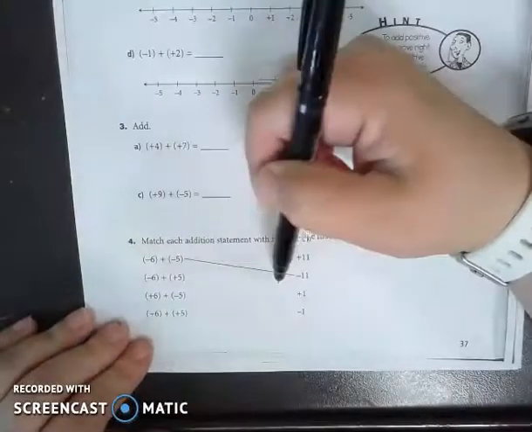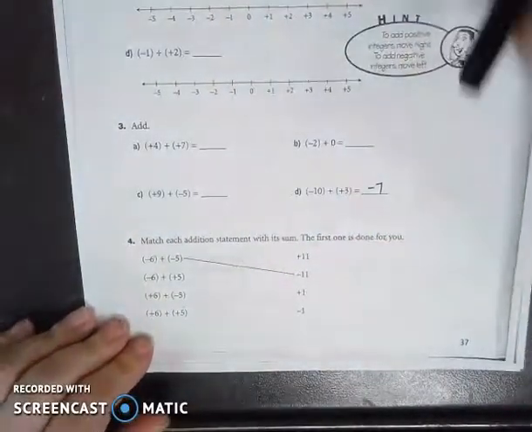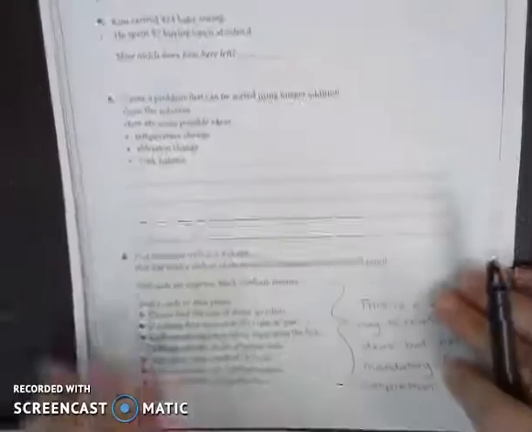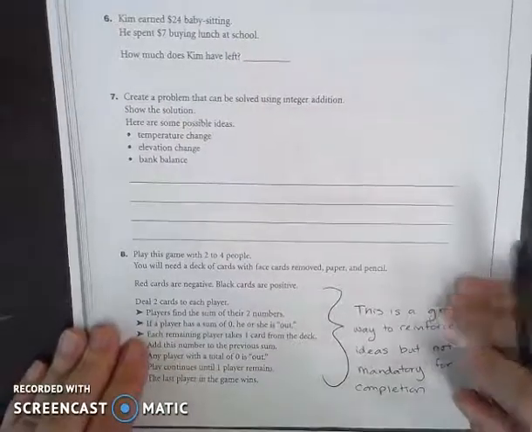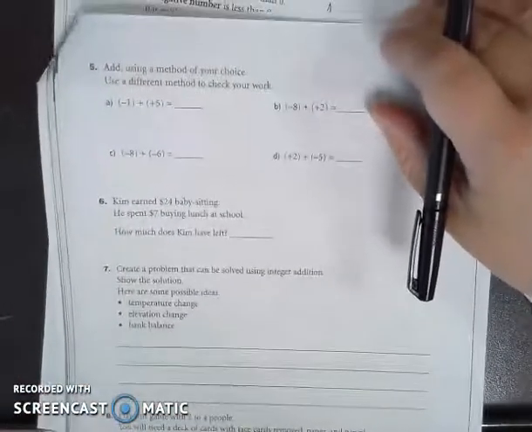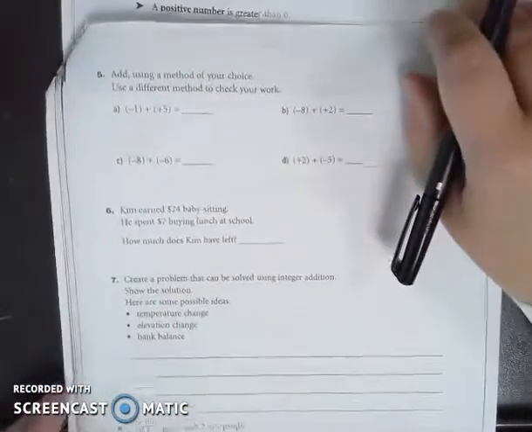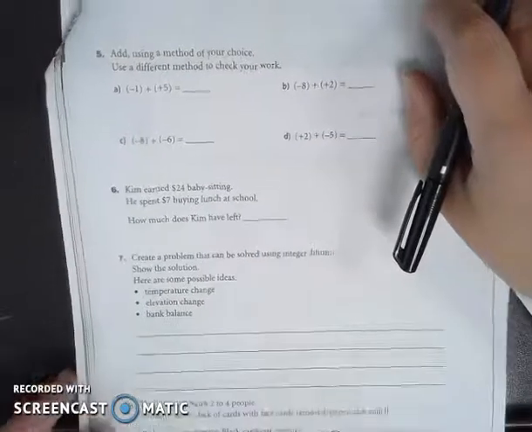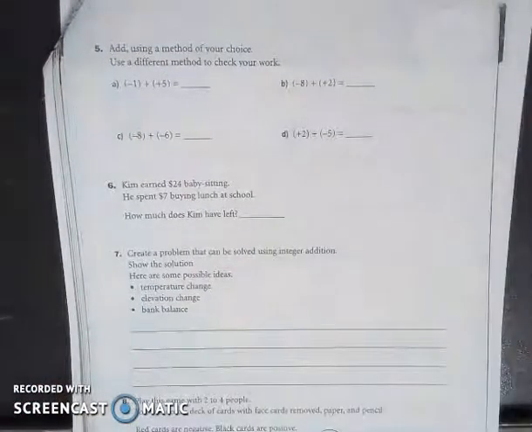It's already done one for you, so I'm not going to do an example because it's just the same thing that we've been doing. Add using a method of your choice, and then you can use a different method to check your work. So adding these together, you can use the number line. You can use whatever you want, but doing the addition, and again, you've done this a few times this year, so it should be pretty straightforward.